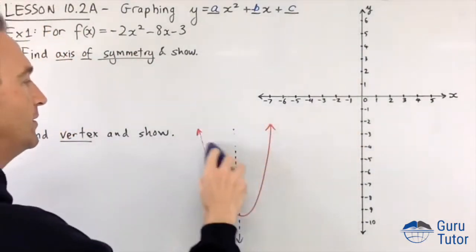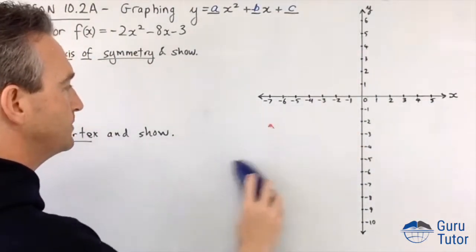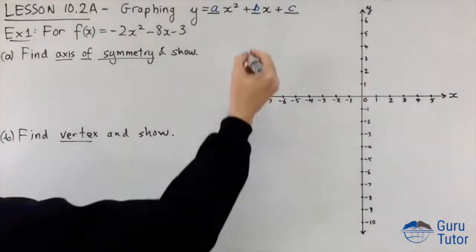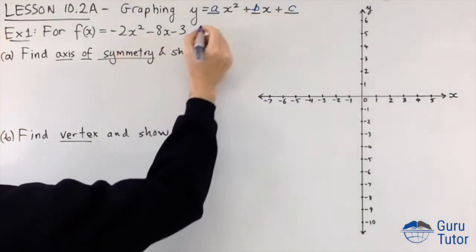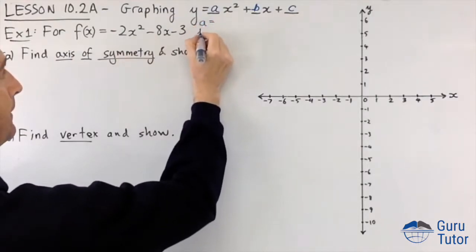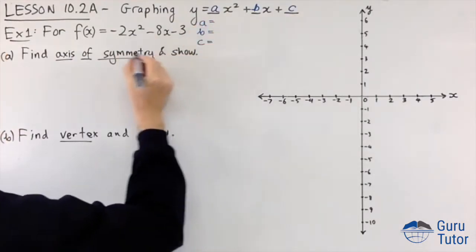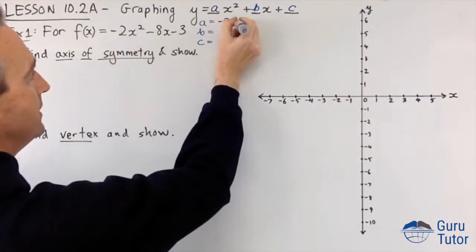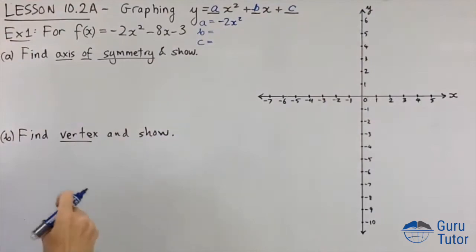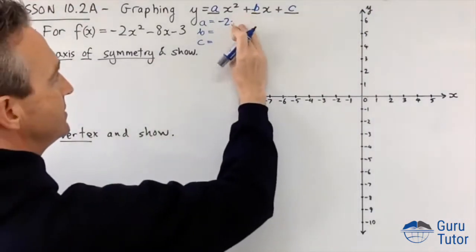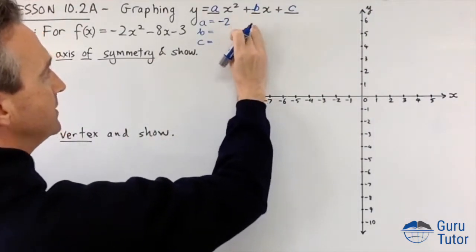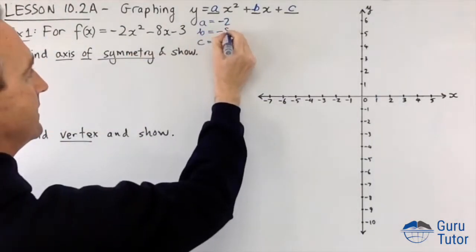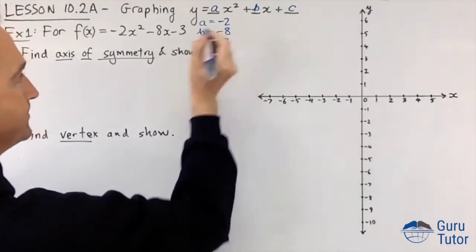And we're going to find it for this quadratic function, this parabola. So here we go. And what we do first is we identify what are A, B, and C for this question here. My A is negative 2. Be careful here. A is not negative 2x squared. A is just negative 2. It's the number in front of the x squared. It's the number stuck to the x squared. B is negative 8. And C is negative 3.